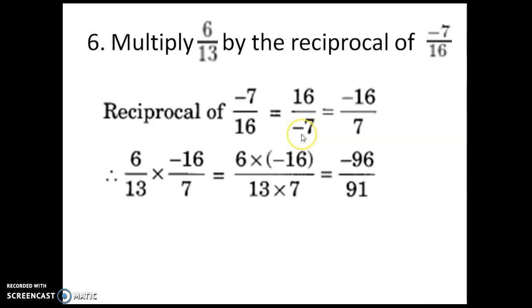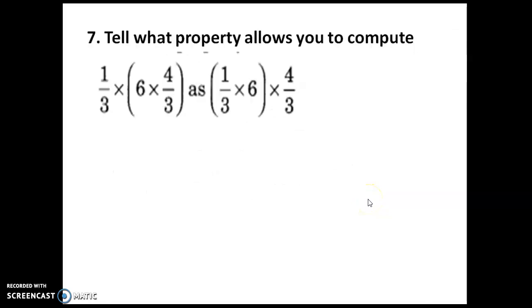That's a reciprocal, and we are writing it in the standard form. So minus will not come in the denominator; we are writing it in the numerator: minus 16 by 7. So this number has to be multiplied with this number. That's why we are writing 6 by 13 into minus 16 by 7. Simply multiply. 6 into minus 16 is minus 96. Then 13 into 7 is 91. That's the answer.